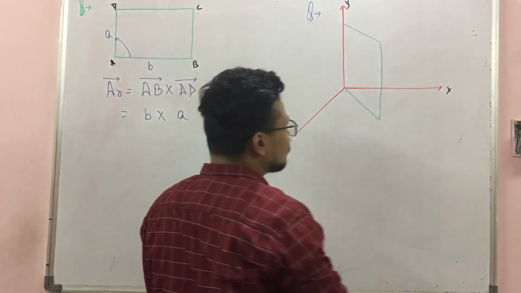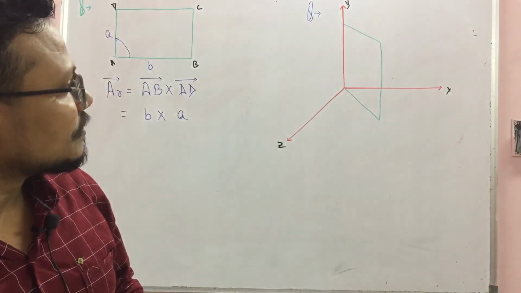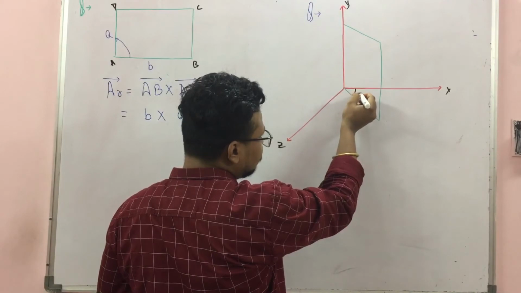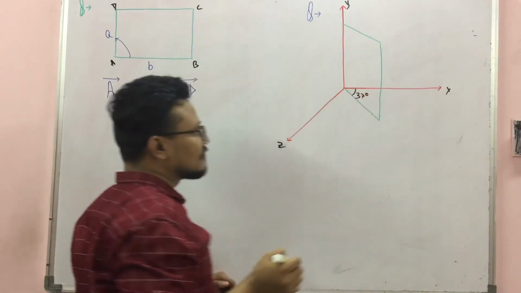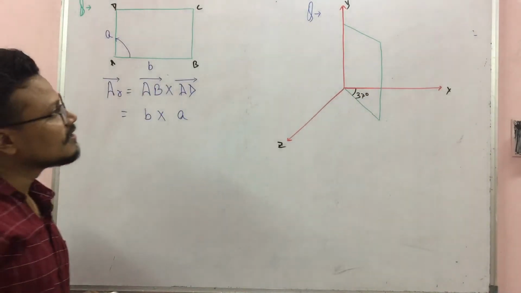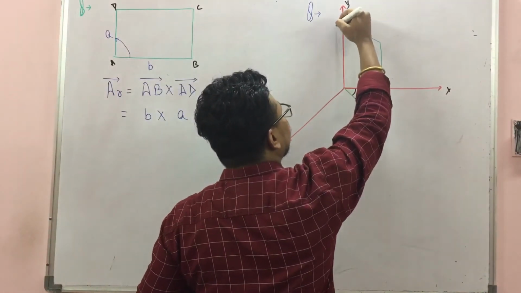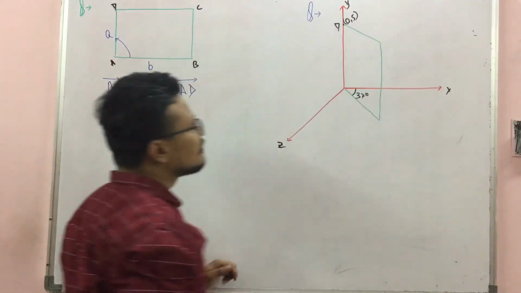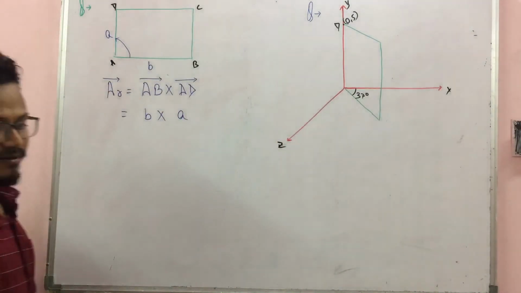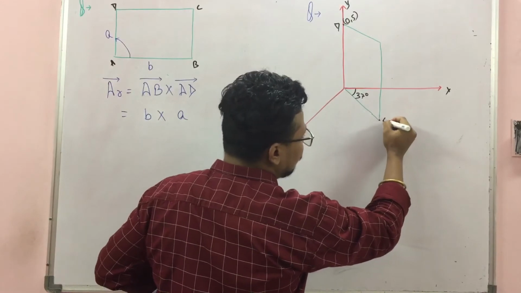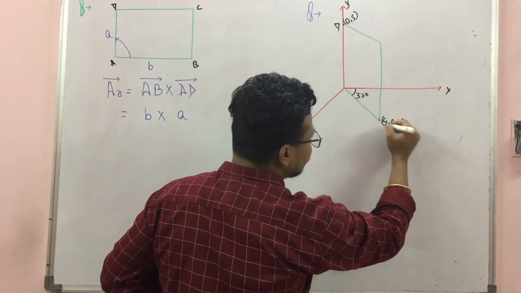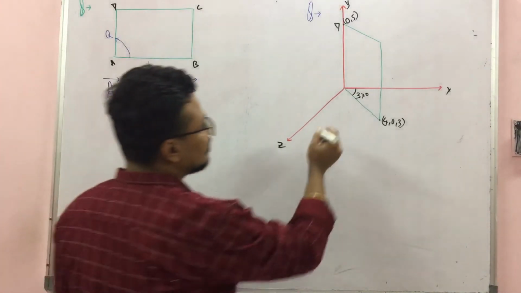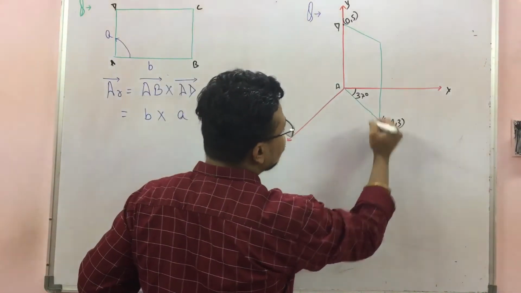Understand it. I will make you understand. Don't worry. This is angle 37 degree. This is point D, 0, 5. I have given this angle. And this you take as 4, 0, 3. I am making the name A, this is B, this is C.